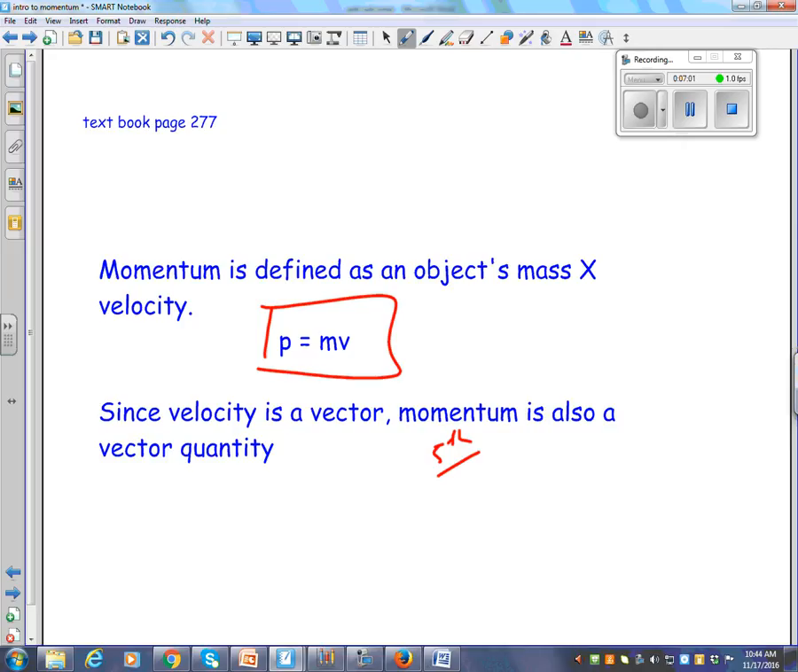So I can't help you. But you might be wondering what the units are, right? Because the units for mass are going to be what? Kilograms. And the units for velocity is? Meters per second. So therefore, the units of momentum are going to be kilogram meters per second.